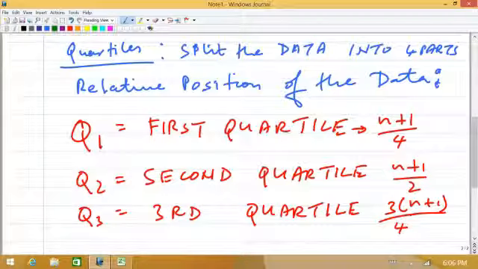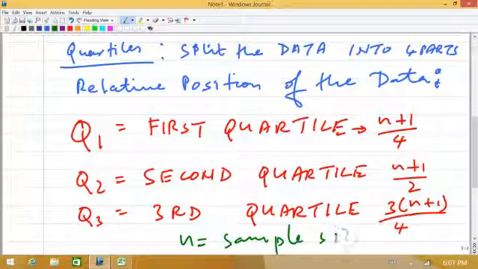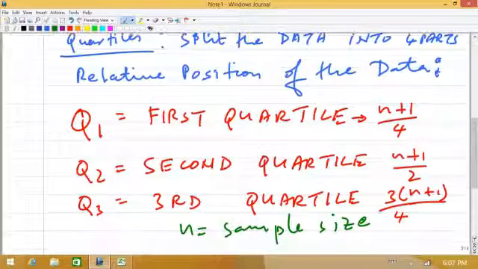Then we also look at the third quartile, which is represented by 3/4 times (n plus 1), and in each case n stands for the sample size.